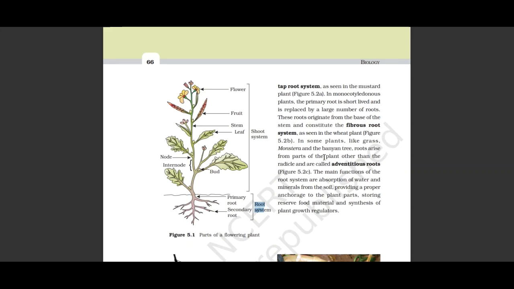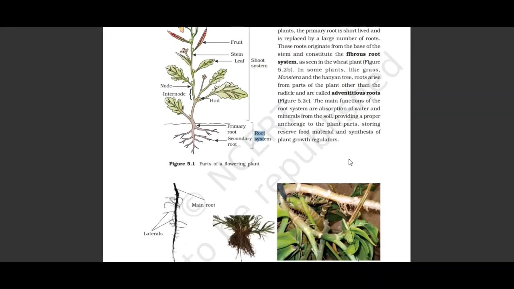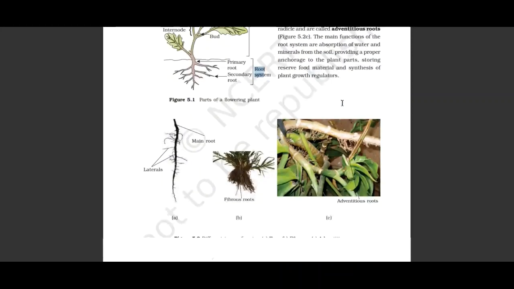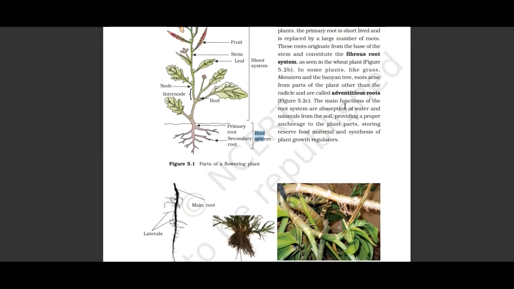In some plants like grasses, monstera and the banyan tree, roots arise from the part of the plant other than the radicle. These are called adventitious roots. Figure 5.2c represents the adventitious roots.